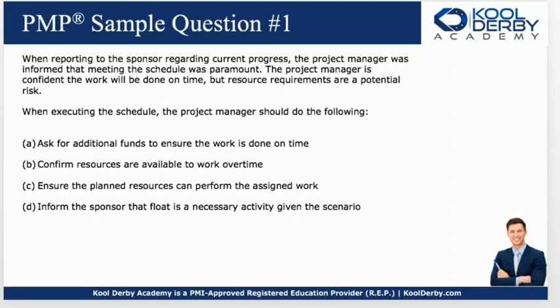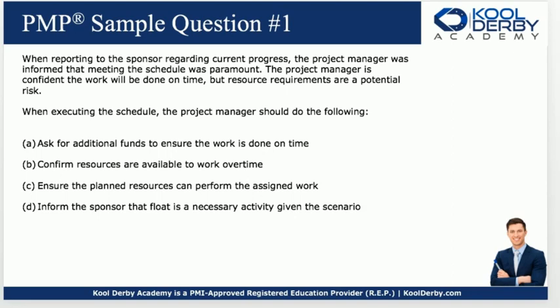Executing the schedule. A, ask for additional funds to ensure the work is done on time. B, confirm resources are available to work overtime. C, ensure the planned resources can perform the assigned work. Or D, inform the sponsor that float is a necessary activity given the scenario. Well, okay, I don't know what D is. Inform the sponsor that float. Okay, so that really doesn't mean anything. You can throw that one out. Remember, there's always a distractor in every question, so that one's gone.